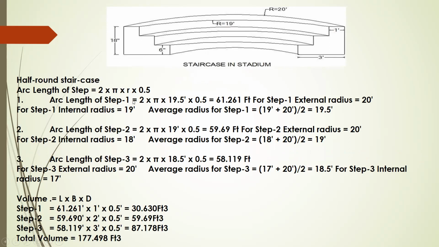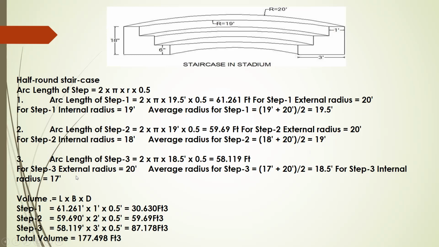Arc length of step 1 is equal to 2 into pi into 19.5 into 5, that is 6 inches, is equal to 61.261 feet. Step 1, external radius is 20 feet. Step 1, internal radius will be 19 feet. Average radius of step 1 will be 19.5. Arc length of step 2, the same formula, the radius will be 19 feet. Arc length of step 3, the same formula, the radius will be 17 feet.